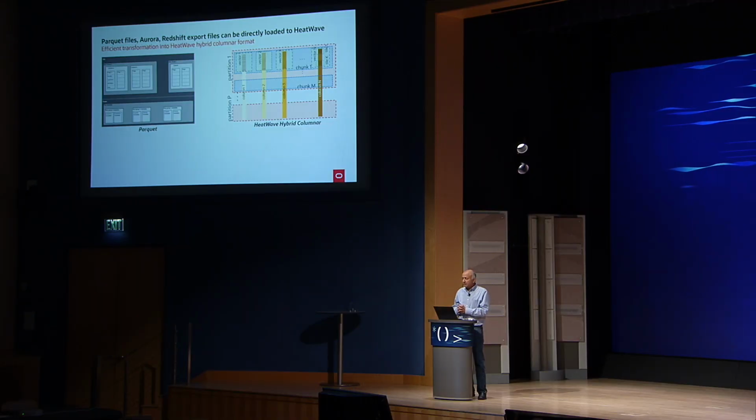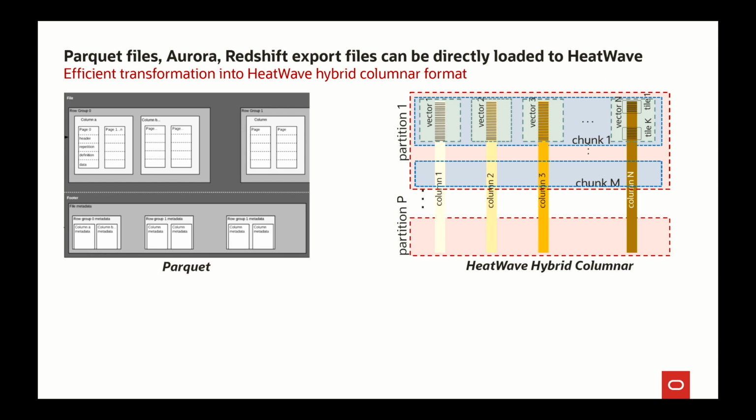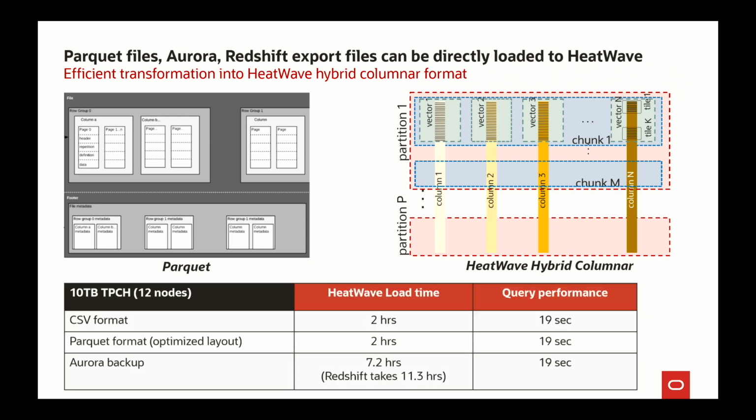Now, I was showing you the numbers for the CSV format, but now if you look at some of the other popular file formats like Parquet, we are able to ingest a wide variety of file formats. We can ingest Parquet, we can process Avro, we can process export from Aurora, export from Redshift. And one of the interesting characteristics of some of these formats like Parquet is that they lend themselves very close or very similar to HeatWave's hybrid in-memory columnar format. So Parquet is pretty similar to the hybrid columnar format, and the result of this is that it doesn't take us much longer to either load or to query the data.